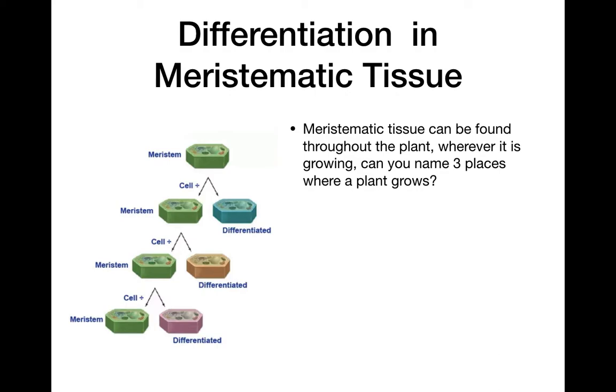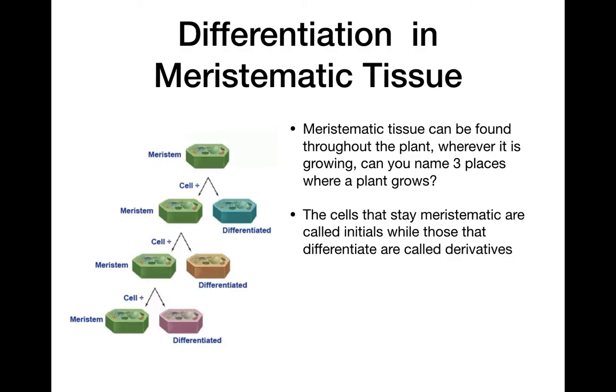So meristematic tissue can be found throughout the plant. You should think about 3 different places where a plant grows. So a plant grows in the roots, in the shoot, in the leaves, in the width of it if it's a woody plant. All these plants grow in different directions in different ways. And what happens is a meristematic cell will divide, and one of those 2 daughter cells will stay a meristematic cell, and that's called an initial. And the cell that differentiates is going to be what's called a derivative. So we have derivatives and we have initials that come from these meristematic cells. It's kind of like stem cells of plants.